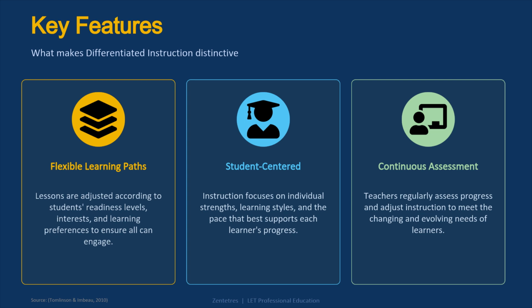Feature 3, continuous assessment. This is perhaps the most important feature for practical implementation. Differentiated instruction doesn't happen just once at the start of the year. It is ongoing. The teacher constantly gathers information about how students are learning through observation, informal checks, exit tickets, formative quizzes, and uses that information to adjust the lesson. Teaching is a responsive, dynamic process. Remember these 3 features: flexible learning paths, student-centered, and continuous assessment.